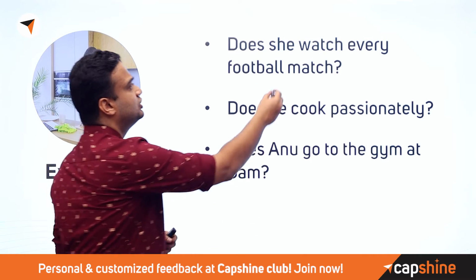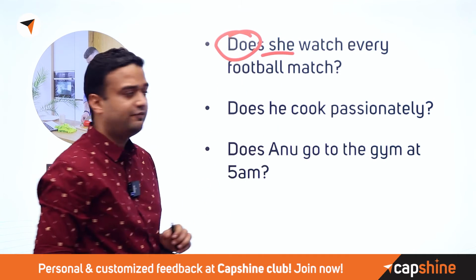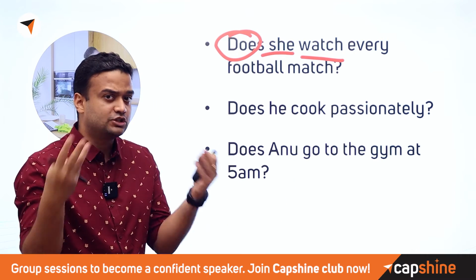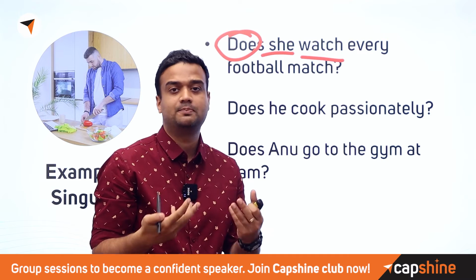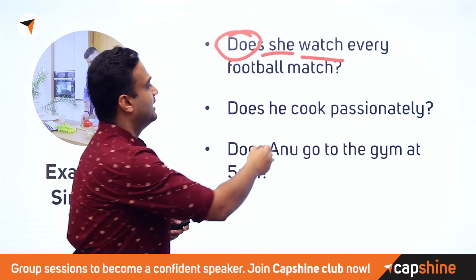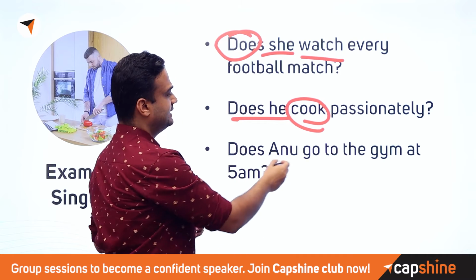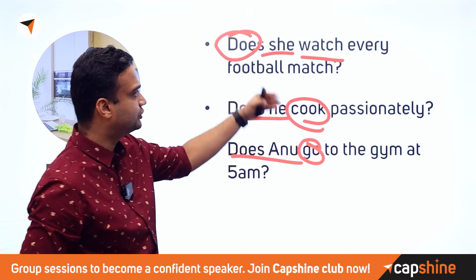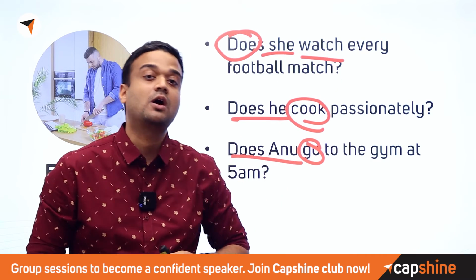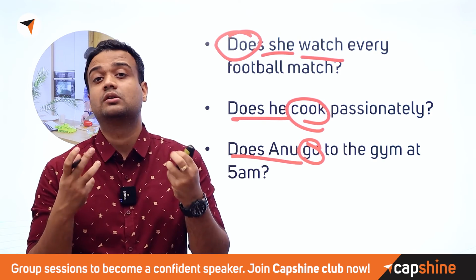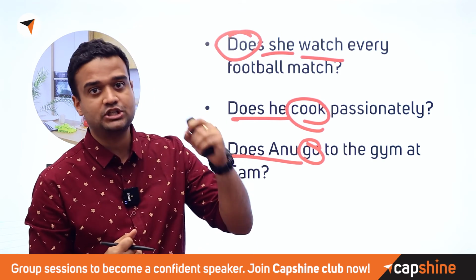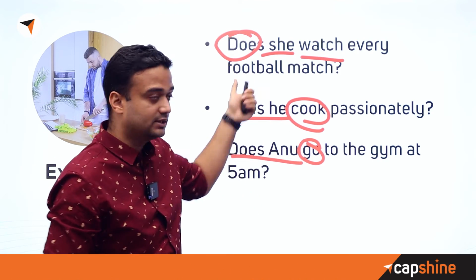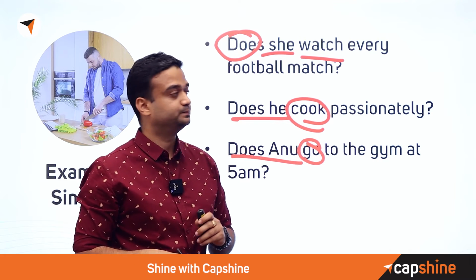For singular, does she watch every football match? Look at watch being in the singular form, or rather, it is used with a singular subject, but it takes on the form of the base verb without an S. Same, does he cook passionately? Does Anu go to the gym at 5 a.m.? You don't say goes, you don't say cooks, you don't say watches. This can be a bit of a complication when you're starting your foundations of English. Know that for yes, no questions and for negatives, you do not add an S when you're using it with a singular noun or pronoun.